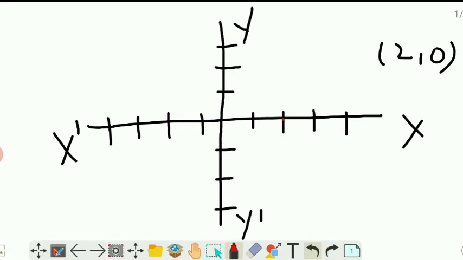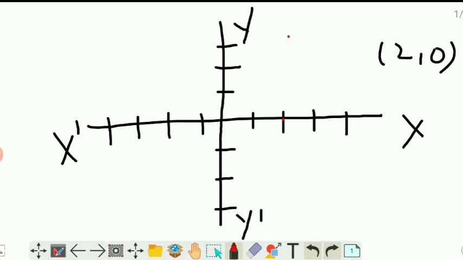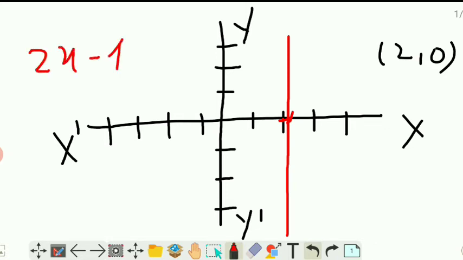So when we draw a line through the point 2 comma 0, which kind of line will there be? It will be a straight line which is parallel to the y axis. So what is the equation of this line? It is 2x minus 4 is equal to 0, and this is the line which is parallel to the y axis.